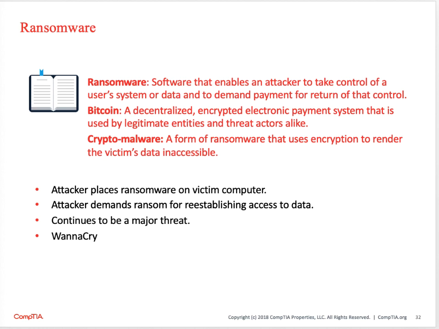Then it talks about Bitcoin. Bitcoin is often used with ransomware or crypto malware. Crypto malware is a form of ransomware that uses encryption to render the data inaccessible. So that's what we usually see for ransomware. It's with crypto malware in which, okay, we've taken control over the user system or data, and in this case, we're going to encrypt the, well, not we, or maybe you are. I don't know what you're going to do. Or the attacker, right?